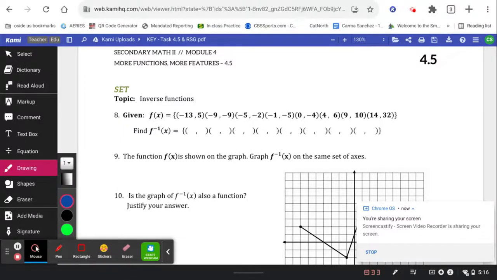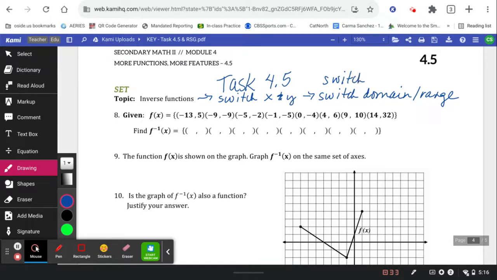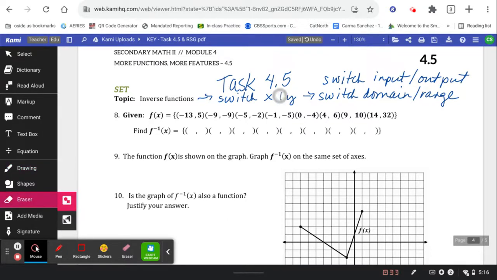Okay, the set is always the stuff from our actual classwork task. And this is our new material, what is an inverse function? The definition of an inverse function is where we literally just switch the x and the y. Or another way of saying it would be to switch the domain and the range. Or to switch the input and the output, et cetera. So it's basically saying I take all my x's and they become y's, and all my y's become x's.